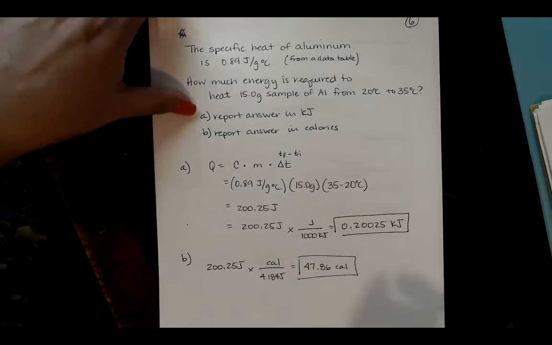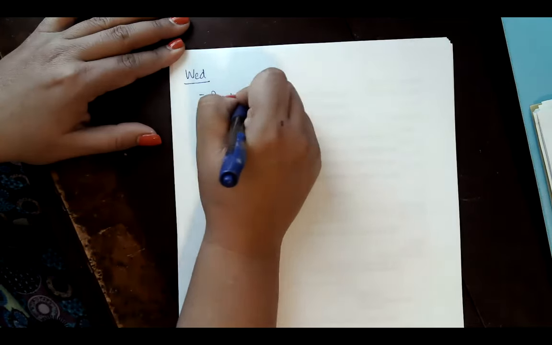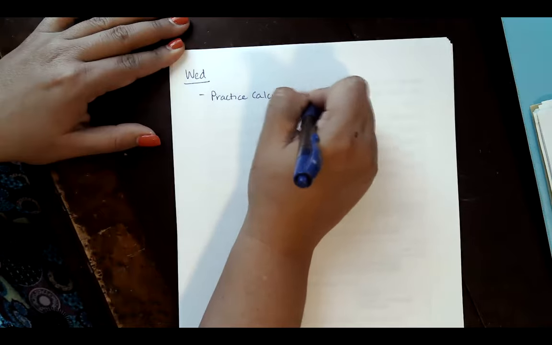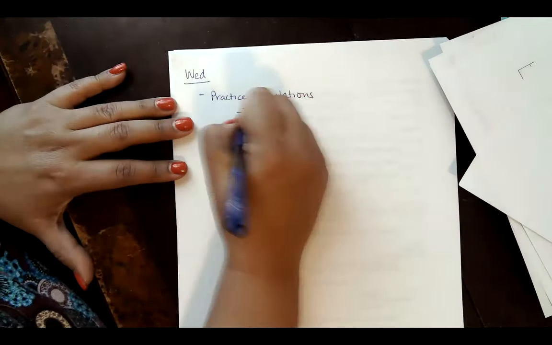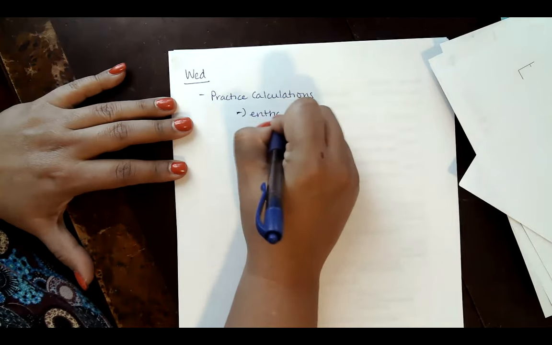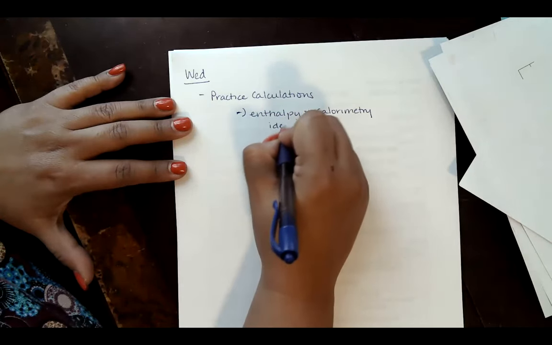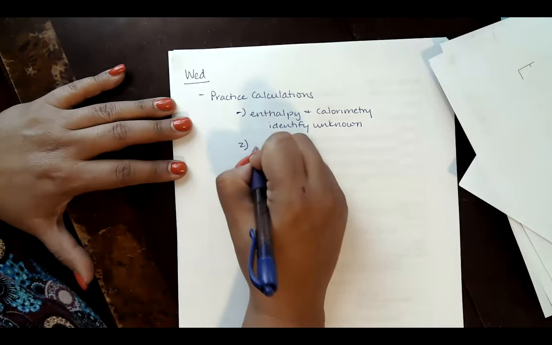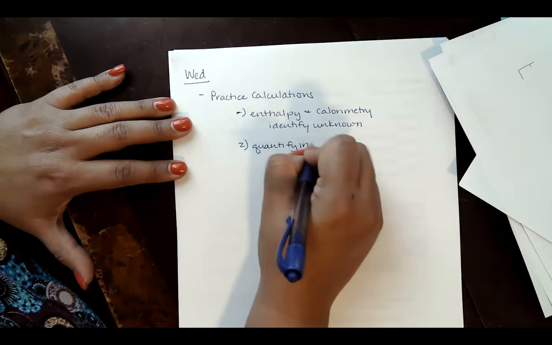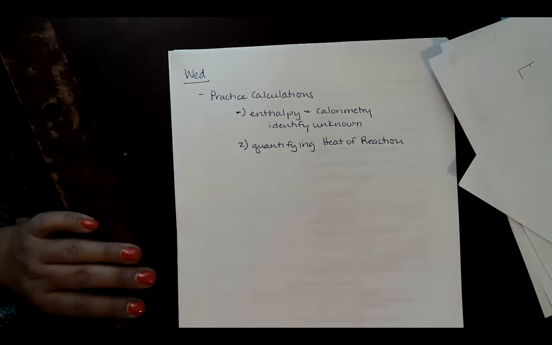When I see you on Wednesday, we'll pick up where we left off. What we'll talk about on Wednesday is we'll practice calculations, similar to the ones on the page. We'll practice some enthalpy and calorimetry for identifying metals, and then we'll practice quantifying the heat of a reaction. We'll practice those two things on Wednesday.